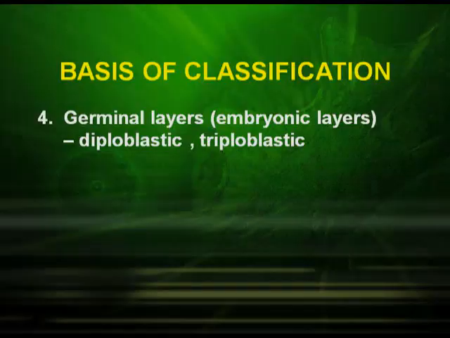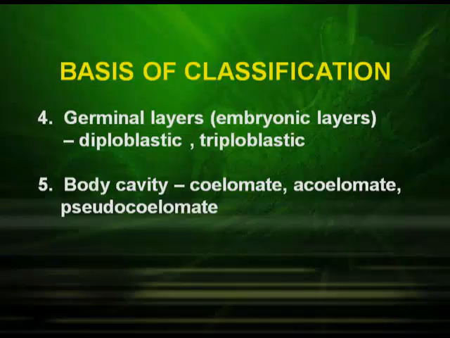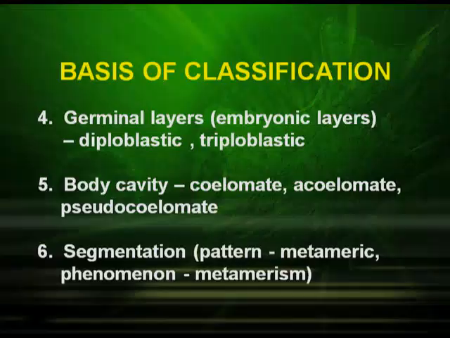The next important criteria is body cavity. Organisms which have a body cavity are referred to as coelomates. Organisms which do not have a body cavity are acoelomate. And in few organisms, there is a false body cavity which is referred to as pseudocoelomate. Segmentation is another important criteria as found in annelids. In annelids, that is an earthworm, the body is segmented. This pattern of segmentation is known as metameric and the phenomenon is known as metamerism.